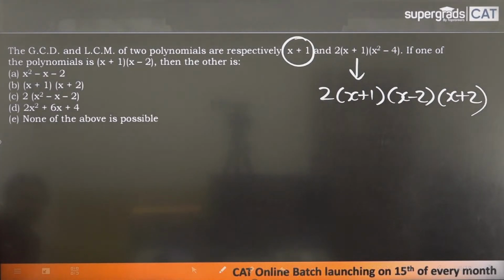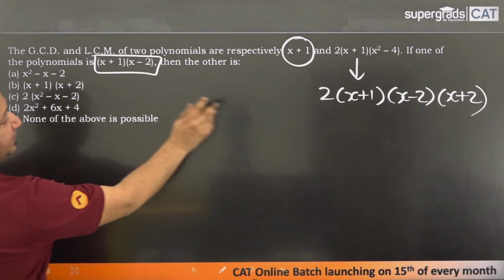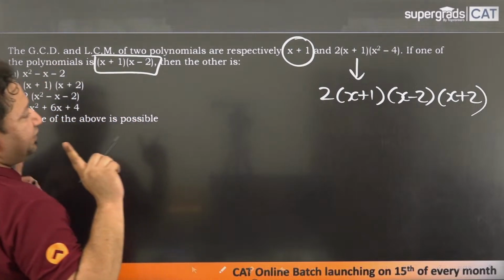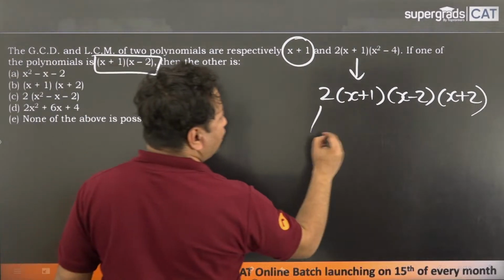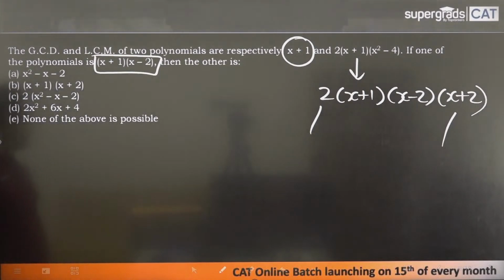Shivansh says it's D. Very good, Shivansh. Well done. So as you can see that here we already have x plus 1 and x minus 2 is also there. What we don't have is 2 and x plus 2.